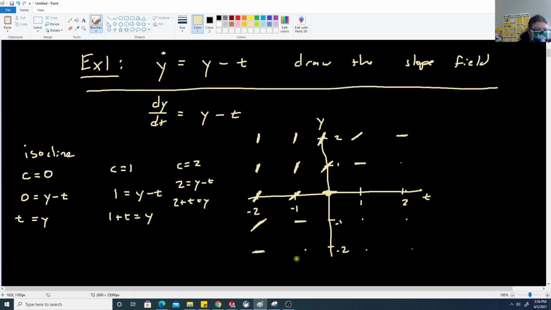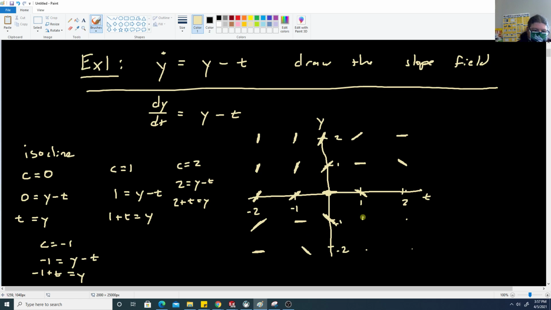And if we do the same thing down here, these will all have slope negative 1 if you're down below this. Again, we could let c equal negative 1. That would be negative 1, the slope, equals y minus t. Add the t across. So whenever your y value is 1 less than your t value, if my t value is 0, my y value is -1, I have slope -1. If my t value is 1, my y value would be 0. My t value is 2, my y value is 1. My t value is 1, my y value is -2. Those all have slope -1.